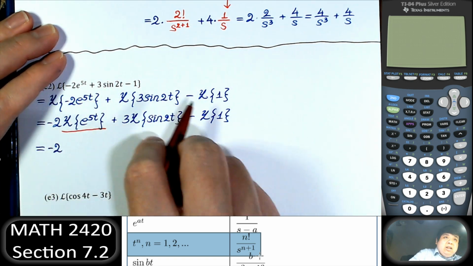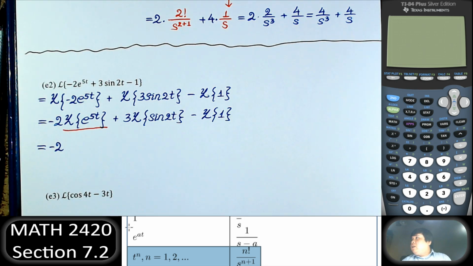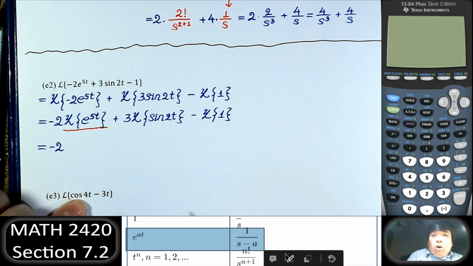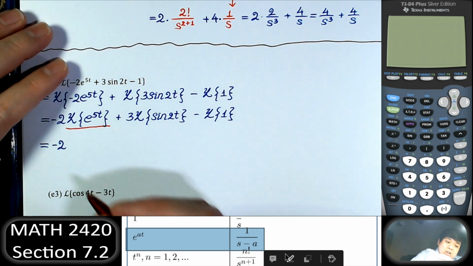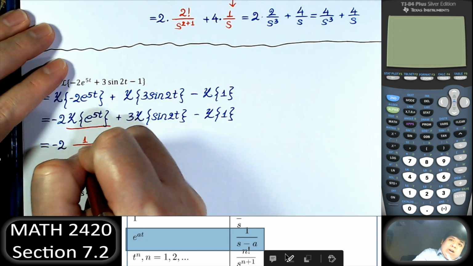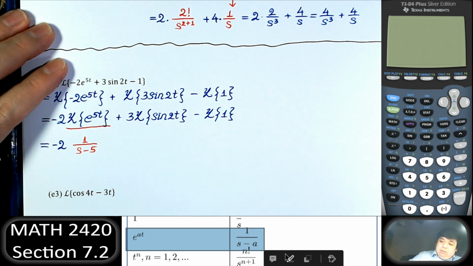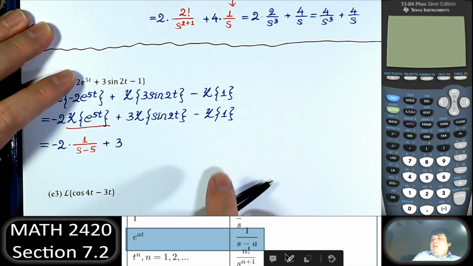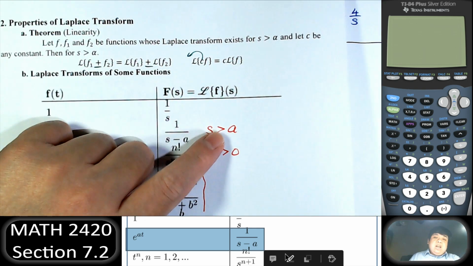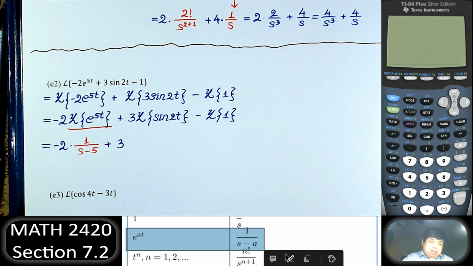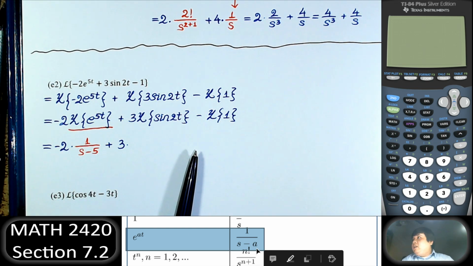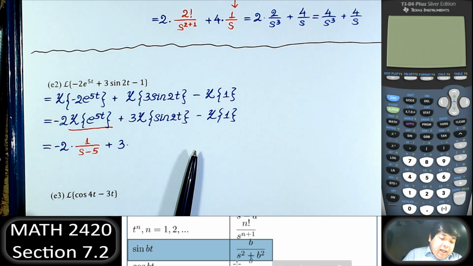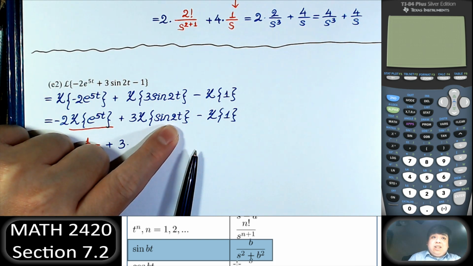e to the 5t. Okay. For that, in this case, alpha or a is going to be 5. So we have 1 over s minus 5. Because if we use that table, s is greater than 5 in this case. And then sine of 2t. Okay, so this is sine of bt, and b, in this case, is 2. So b is equal to 2.